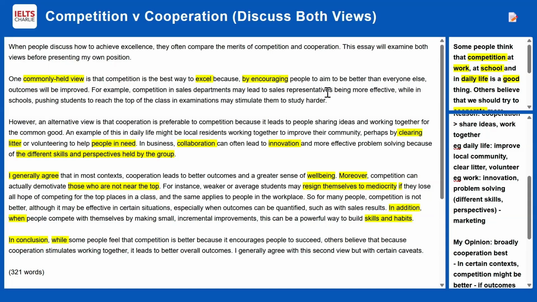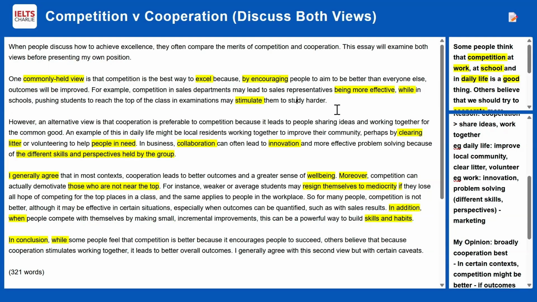Competition in sales departments. I do worry about the repetition of sales here, but I think that's okay. Being more effective may lead to sales representatives being more effective. While we've got a complex sentence as well, pushing students. I could have used the word encourage, but I've used it here already. Stimulate is an alternative word to encourage or pushing.